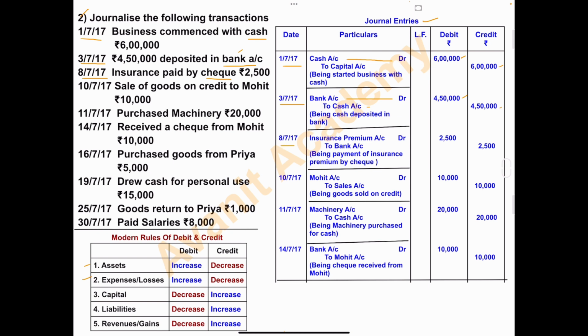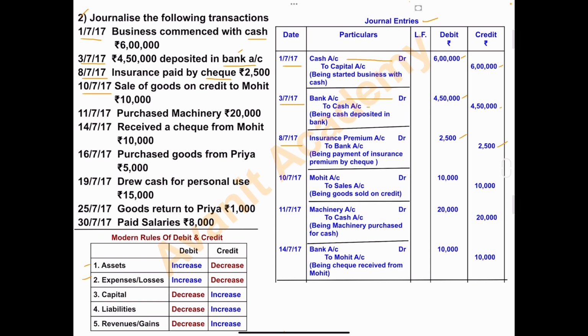The entry date is 8th July 2017. Insurance premium account debtor to bank account. And the amount is 2500. On credit side also say 2500. And the narration is being payment of insurance premium by check. And this third entry is over. Let's see the next transaction.